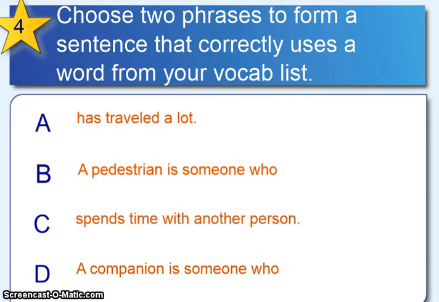A companion is someone who A, has traveled a lot. Nope, that doesn't really work. What about C, spends time with another person? That's our best option. So our answer to this question would be D and C. So you would, next to line number 4, write D, C, and then actually complete the sentence. I'm going to move through the rest of the slides for this lesson. Please make sure you pause the video on each one.